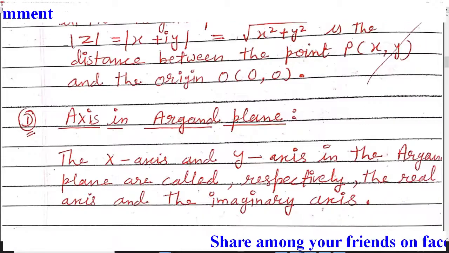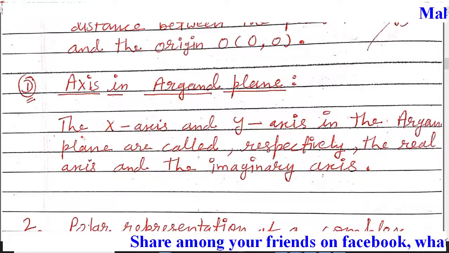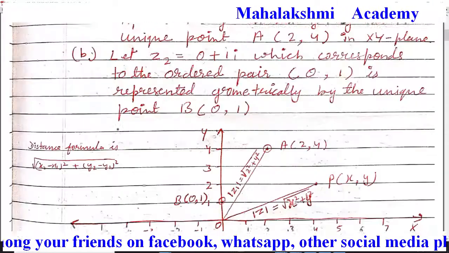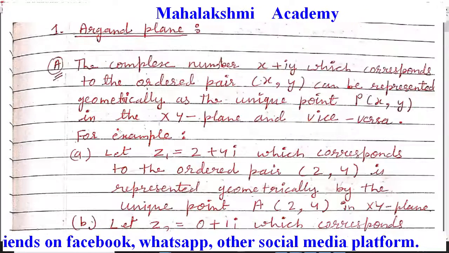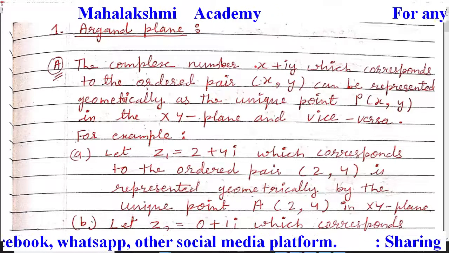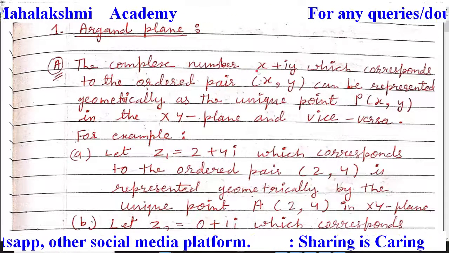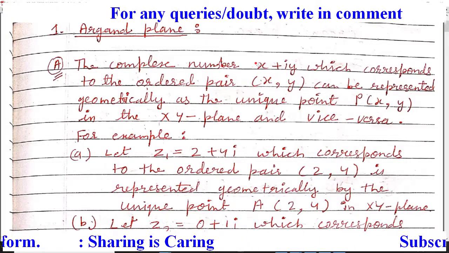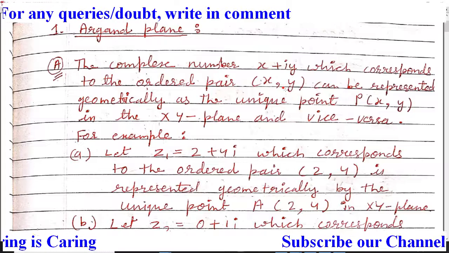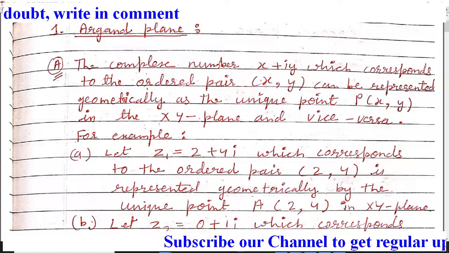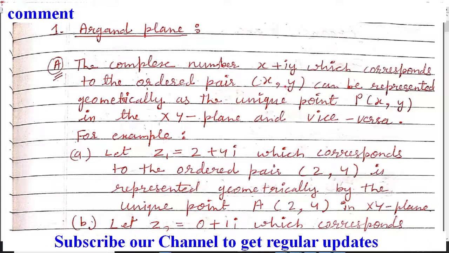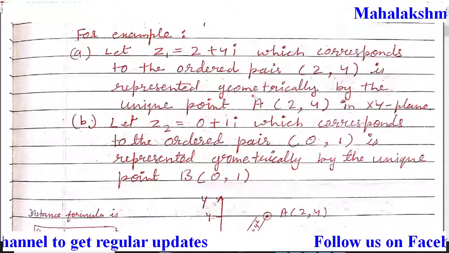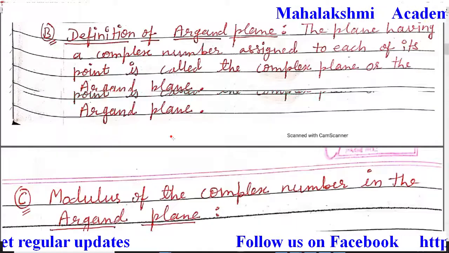In the Argand plane there are two axes, the x-axis and the y-axis. Here, students, first just see the ordered pair very carefully; you must understand it. If we represent the complex number by x plus iota y, the first place is for the real part and the second place is for the imaginary part. So the x-axis represents the real part and the y-axis represents the imaginary part. That's the axes in the Argand plane.